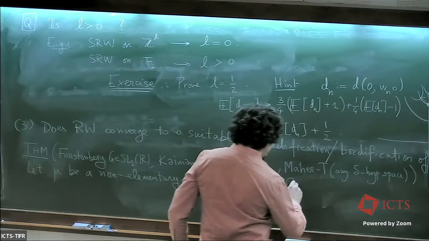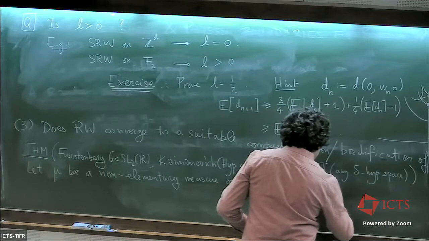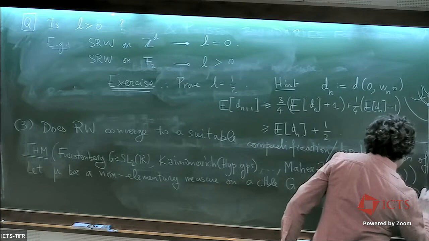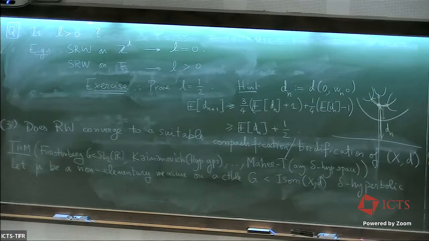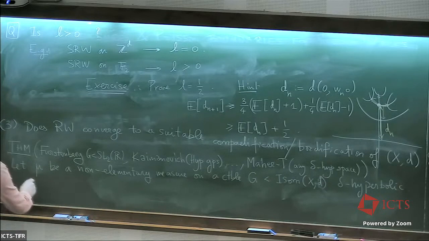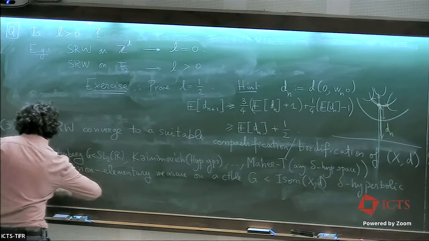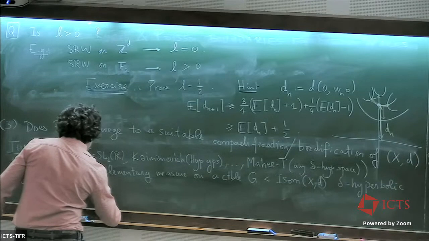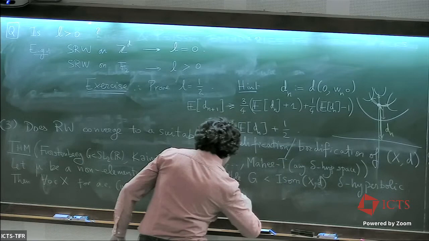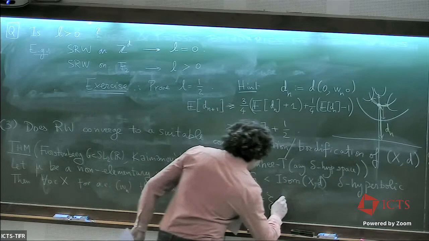Of isometries of a hyperbolic metric space, delta hyperbolic. This is the only condition that we need. So we need that the support of this measure is large enough that it sees most of the space. Then for every base point in X, for almost every sample path w_n, the limit of the sample path exists. So the limit of w_n o, which we can call psi, is a point in the boundary of X.